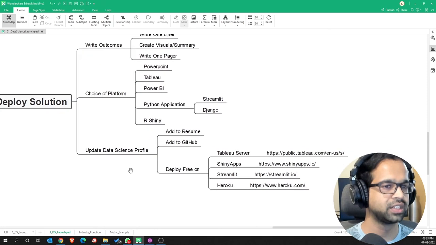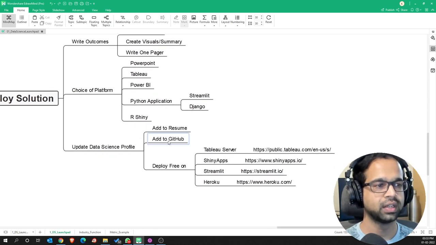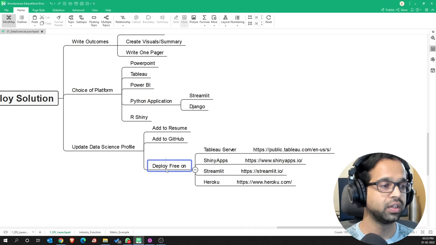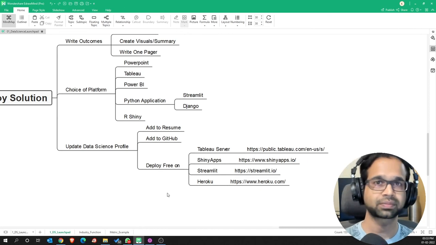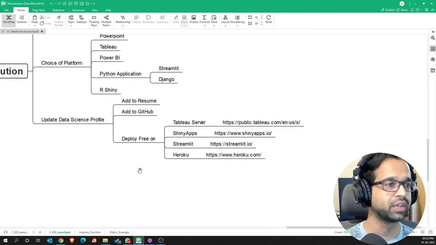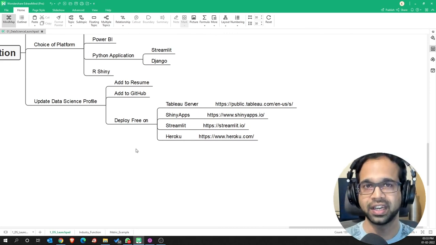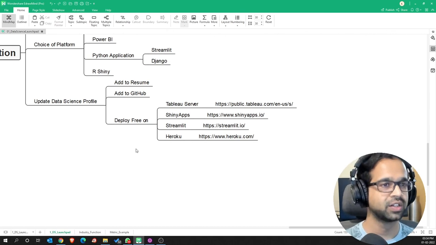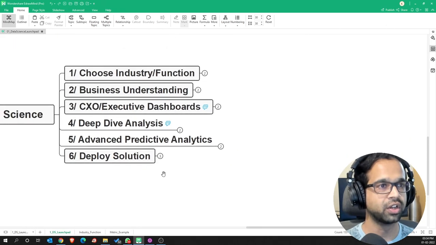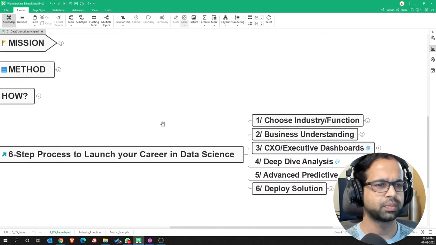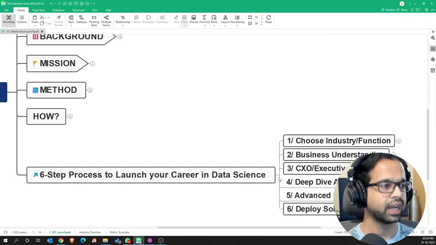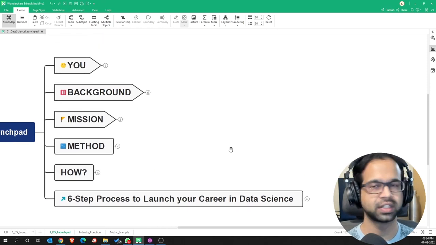And then last but not least, add that to your resume, add it to your GitHub profile so that you can share it with everybody, and then deploy it free on Tableau Server, Shiny app, Streamlit, or Heroku. This basically shows companies how you think end to end, and it's definitely going to create an edge over a lot of data science aspirants. So there you go, guys. This is what I call the non-linear way of learning. This is the data science launchpad, where you can take the six-step process to launch your career in data science and do it much faster than anybody else.